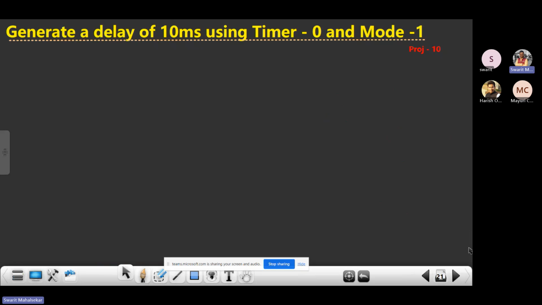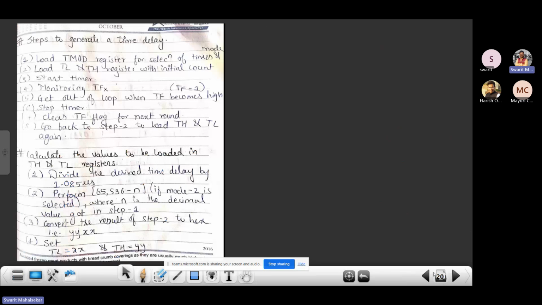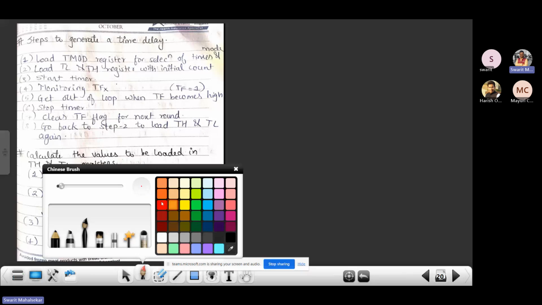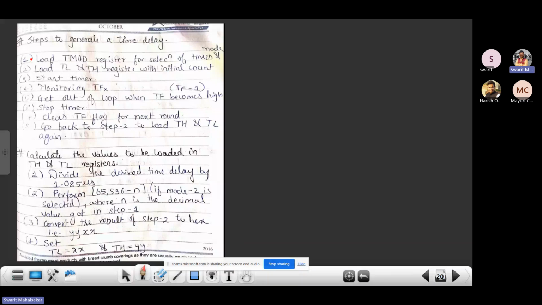Okay, so we'll read this particular thing which I had mentioned over here. So these are the steps. Right now you don't focus on this one. We'll focus when we see the programming part. As of now, you just don't focus upon this part. You just look at this particular paragraph over here, or the notes which I had written over here.